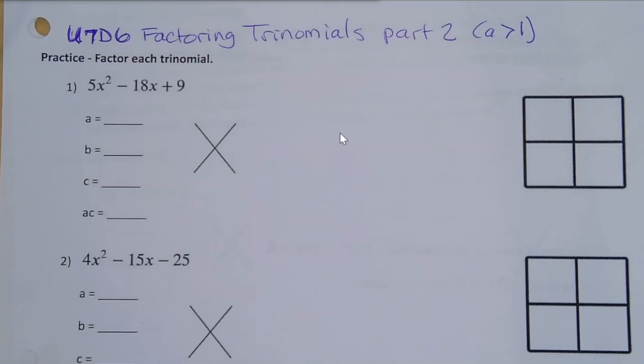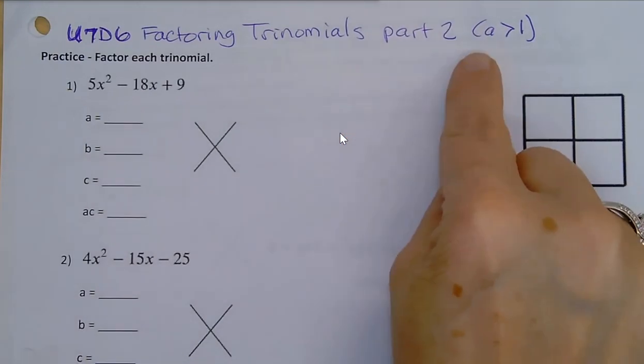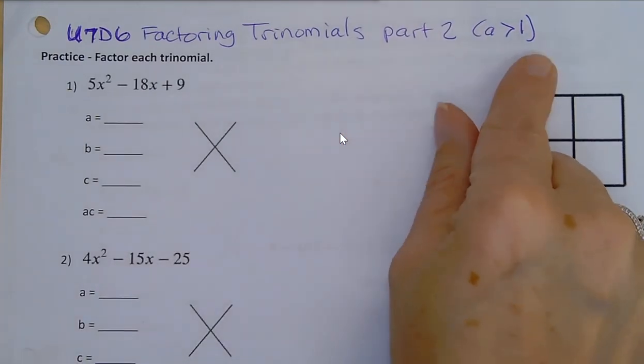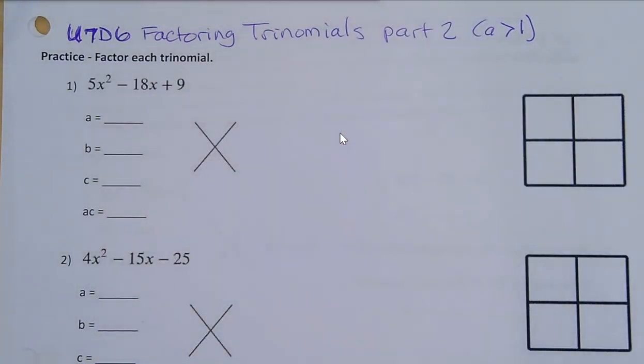Algebra Honors, Unit 7, Day 6. We've already gone through our notes and we've used the grouping method and the box method to factor trinomials where a, the leading coefficient, is greater than 1. These are just the practice problems.